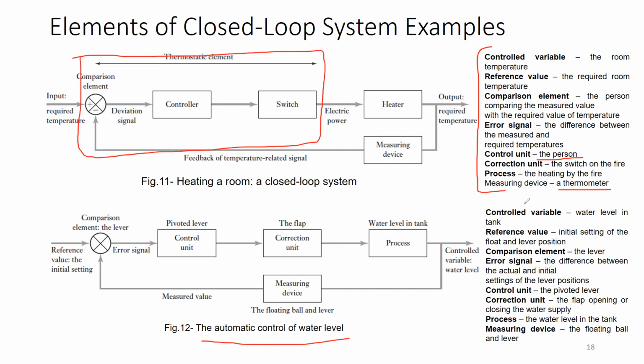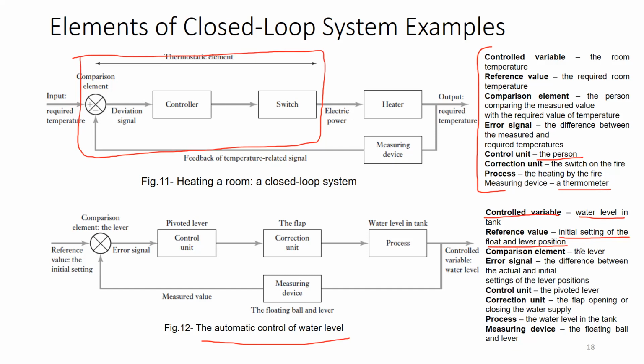That is automatic control of water level. Here, what is the controlled variable? We need to control the water level. So our controlled variable is the water level in the tank. What is the reference value? Whatever initial setting we have done for the float and the lever position, that is our reference value. We have set the position of the float and lever at the top, that is our reference value.